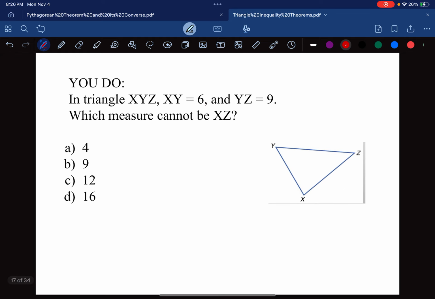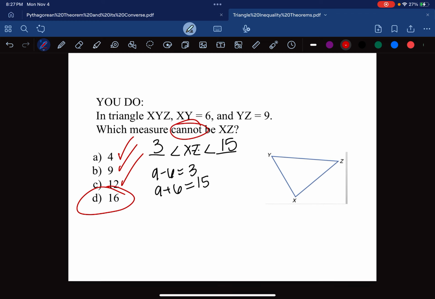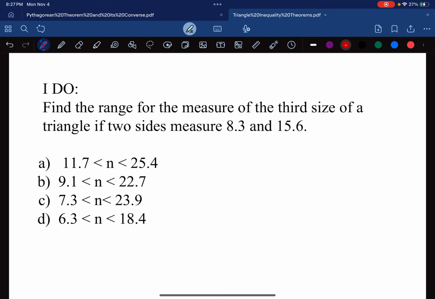Last one. We're doing the same thing. We're setting up a range. And we're going to do 9 minus 6, which gives me 3, and 9 plus 6, which gives me 15. So it has to be in between 3 and 15. So 4 works, 9 works, 12 works, but 16 doesn't. And that's what I'm looking for. So all that we just did right now was finding the range.